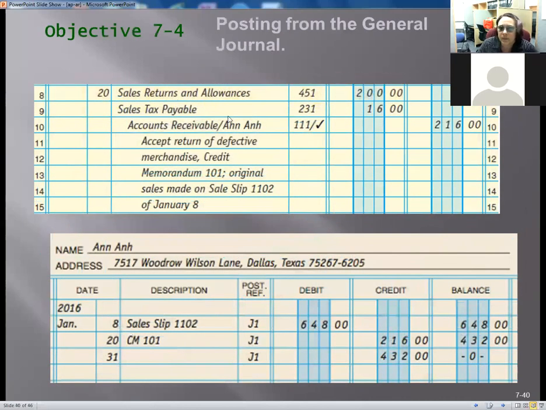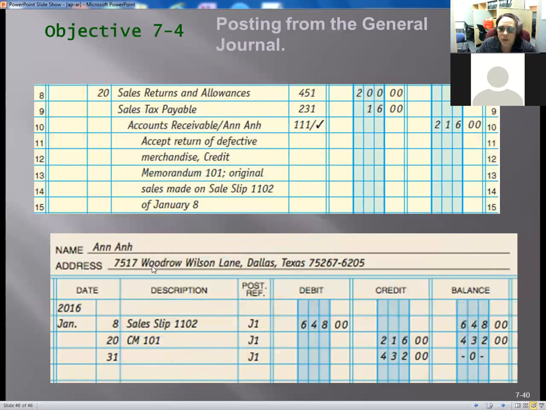All right, sales, returns, and allowances. These are journals, and it's showing you from the journals. There's your sales tax payable. So you've got your sales returns and allowances. These are the journal numbers, the transactions. And then you've got your payable. You've got your accounts receivable. Accept return on defective merchandise, credit memo 101, original sale made on sales slip 1102 of January 8th. See, I love that. All that information takes you 2 or 3 minutes to write, but it's going to save you hours later on.